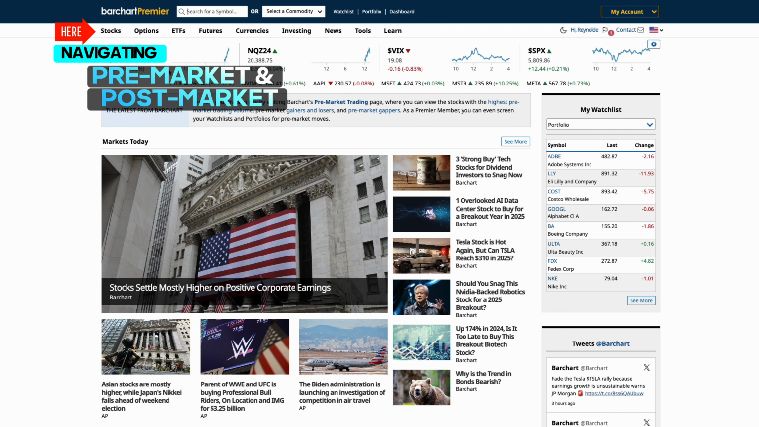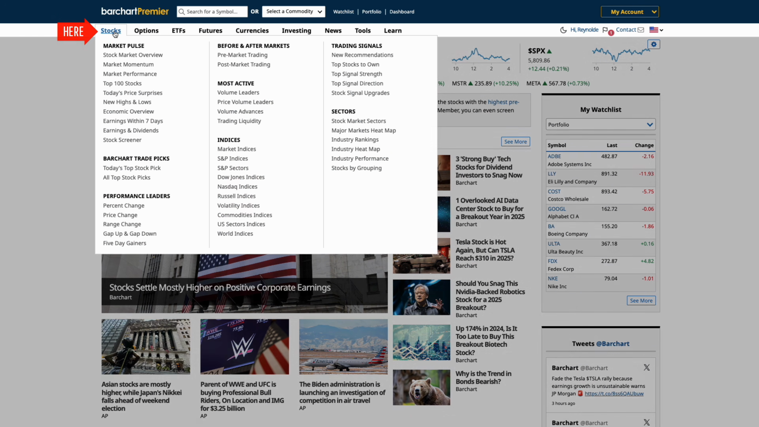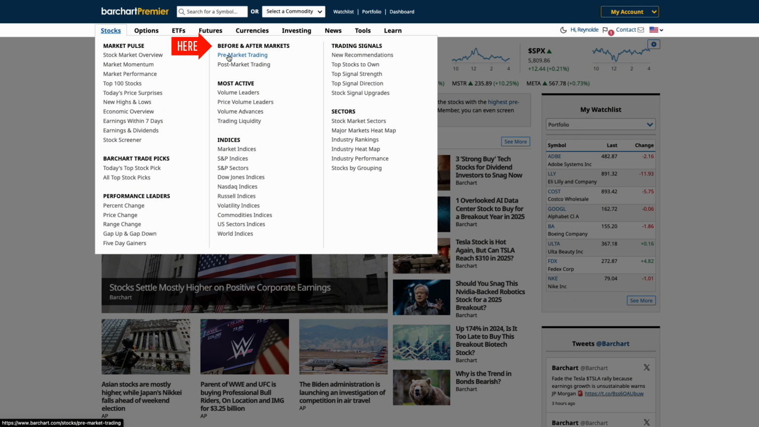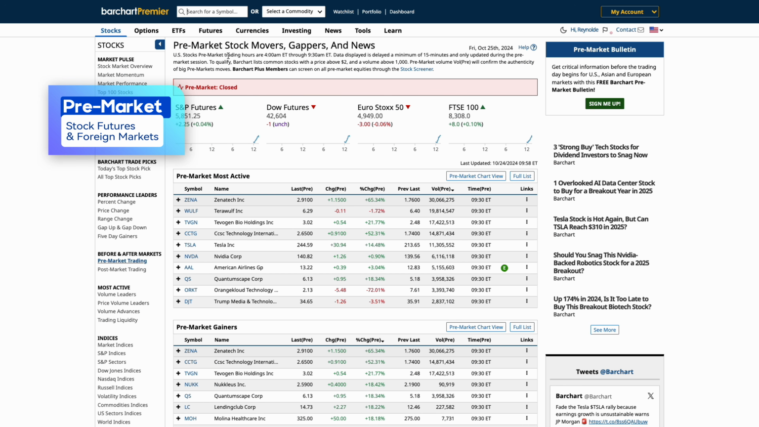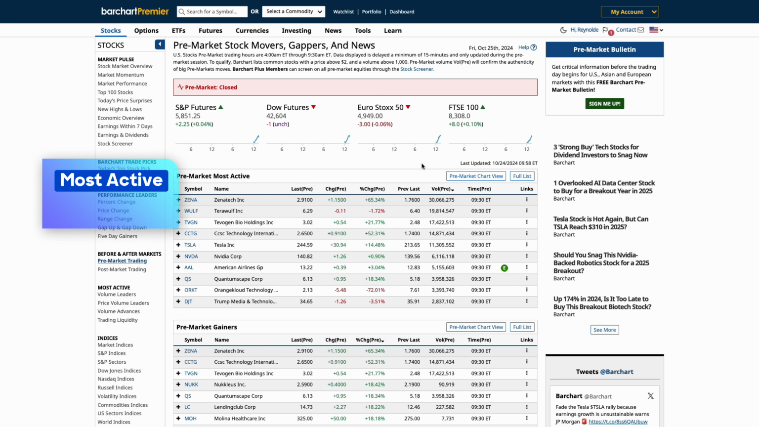pro. From the home page, click the Stocks tab where you'll find Barchart's pre-market and post-market pages. At the top, we'll have stock futures and foreign markets, which can give you early read on global sentiment, helping you see if global events might impact the U.S. markets. Next, we have the most active stocks.